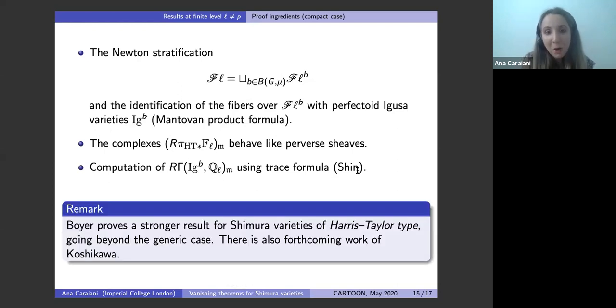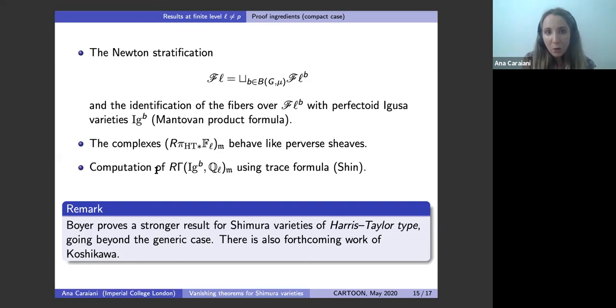Okay, so one remark that I want to make is that in the special case of Harris-Taylor Shimura varieties, Boyer actually proves a stronger result in the sense that he goes beyond this generic condition. If you're not generic, then you expect cohomology to show up in more degrees, and he's able to quantify this in certain instances. But for this particular U(n-1,1) Shimura varieties, and using a completely different method from ours. But I guess Koshikawa announced that he can prove Boyer's result also using the geometry of the Hodge-Tate period morphism and building on this method.